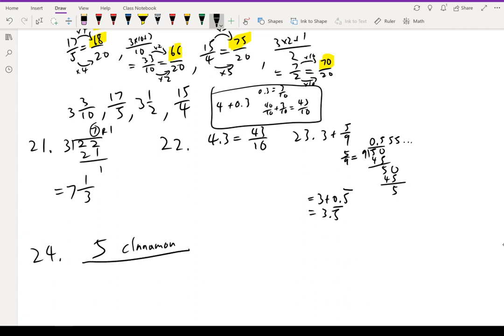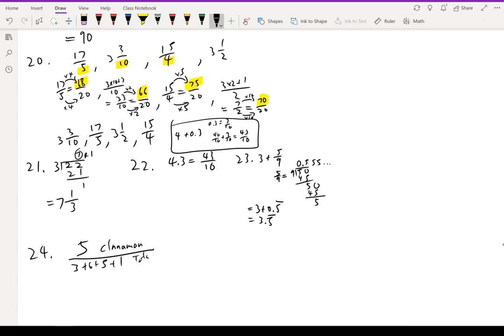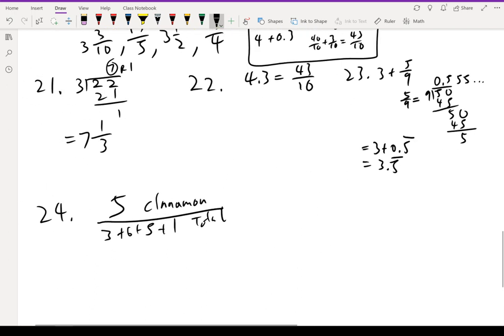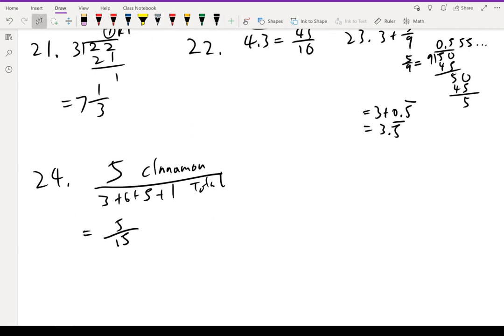and then over, how many total bagels are there? There's going to be 3 blueberries, and then there's 6 plain, there's 5 cinnamon, and 1 honey. So that's the fraction of cinnamon to the amount of bagels. And so that is equal to 5 over 3 plus 6 is 9, 9 plus 5 is 14, 14 plus 1 is 15, so 5 over 15. And then simplify your answers, divide top and bottom by 5, so that is equal to 1 over 3. Okay, that's question 24.